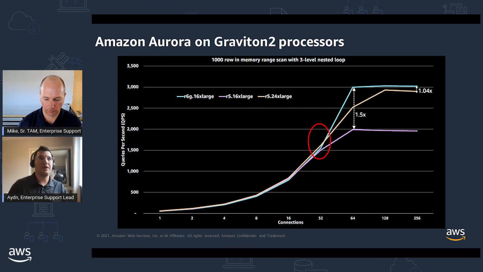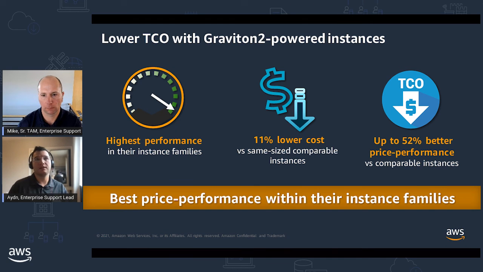So just driving it home, basically, your total cost of ownership drops with the Graviton2 instances. You're getting the highest performance for the instance families. If you're looking at the identical sizes between the instances, the lower costs are immediately right there. Even if your workload doesn't see any improvements, as you should definitely test with your workloads, even still, 11% lower cost is a significant improvement, and you can get up to 52% better price performance with these differences here. So really, that's the best price performance within the instance families by moving to the Graviton2 instances.